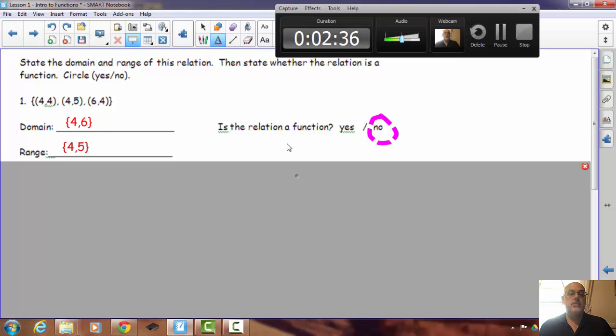Then we get to the question, is this relation a function? The answer is no, because we have two repeating x values. 4 appears twice in this list of ordered pairs. Since that's the case, this relation is not a function.